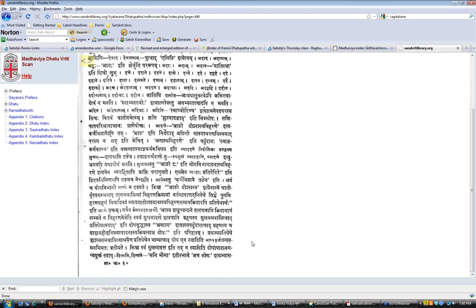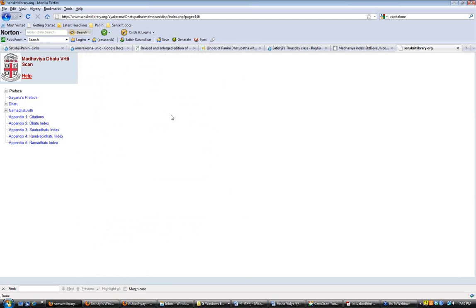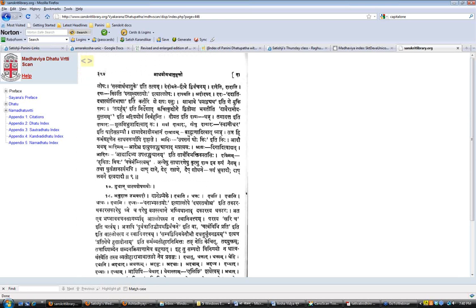He should give it. Ditsati. Okay, it's there, right below. It's difficult to find in this book. It's on the next page. That's why I like the other book. Here it is. Sasyadhatuke tattvam.